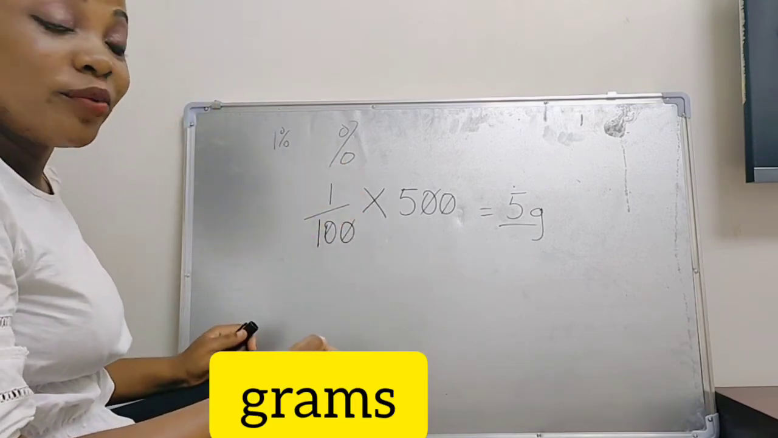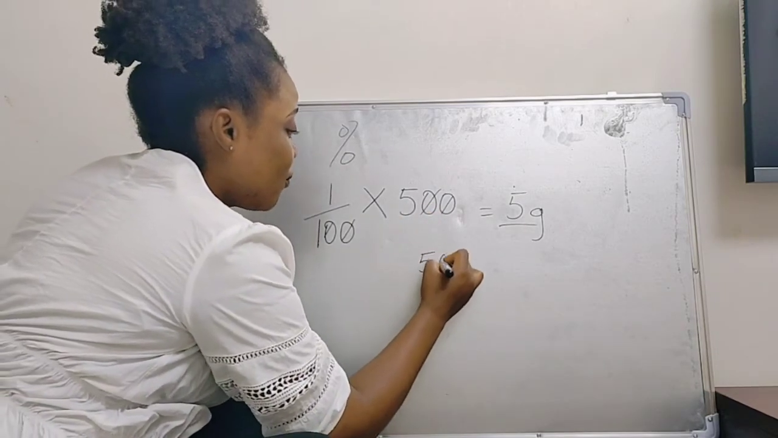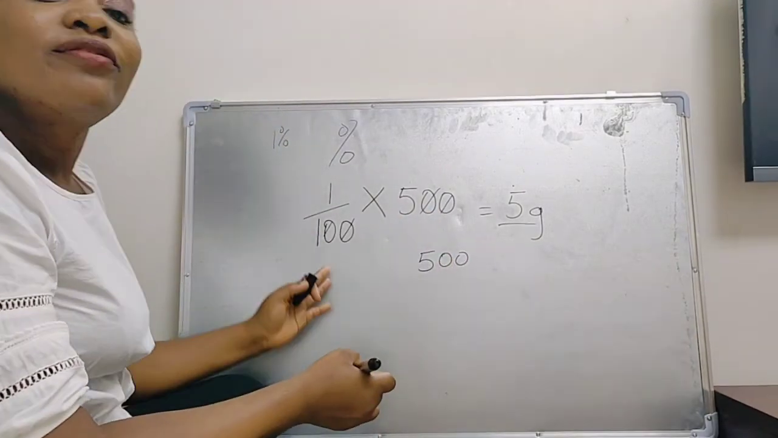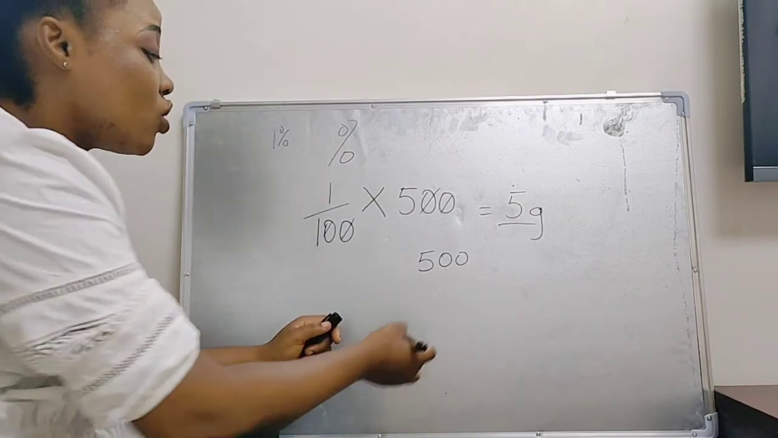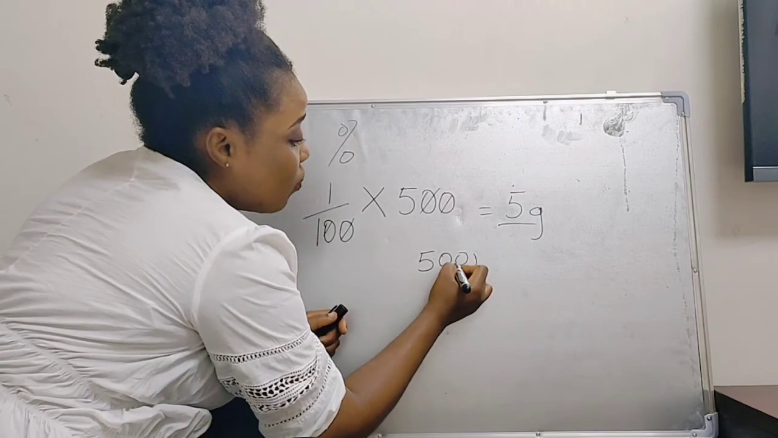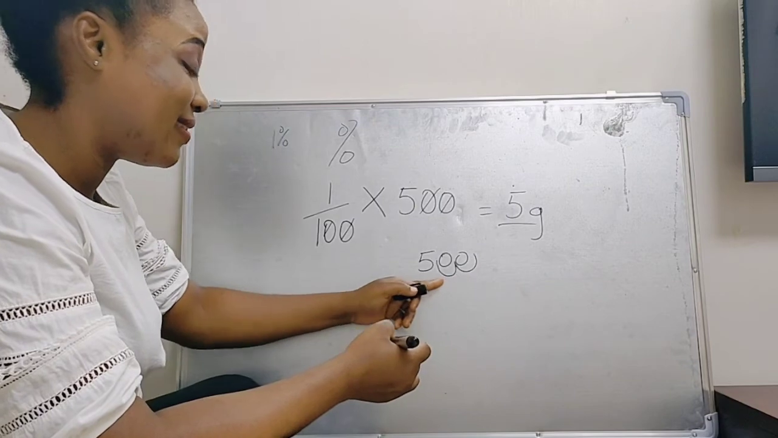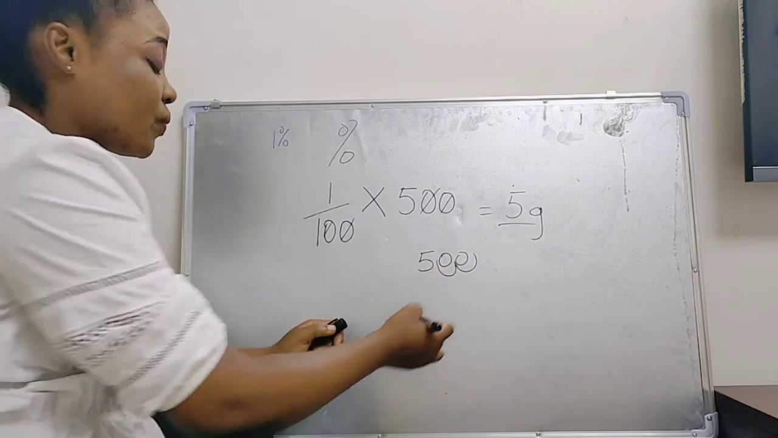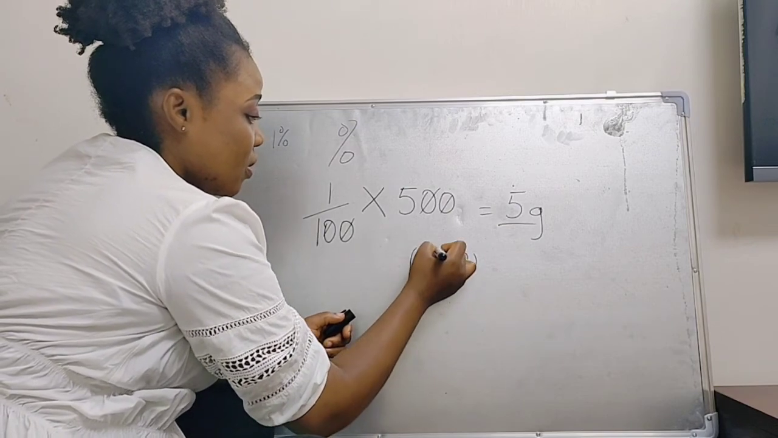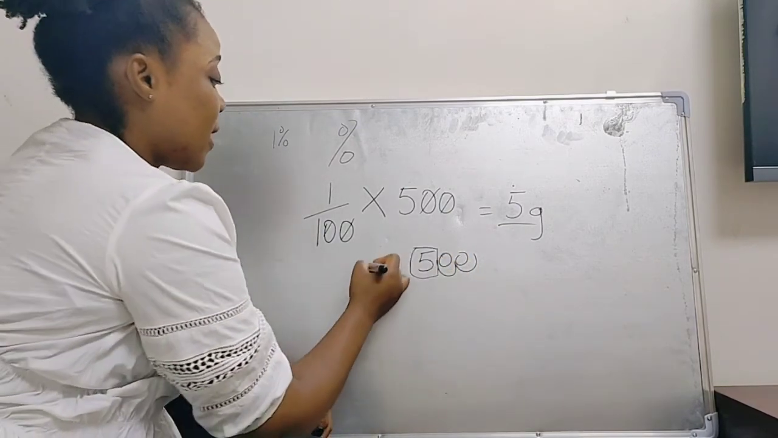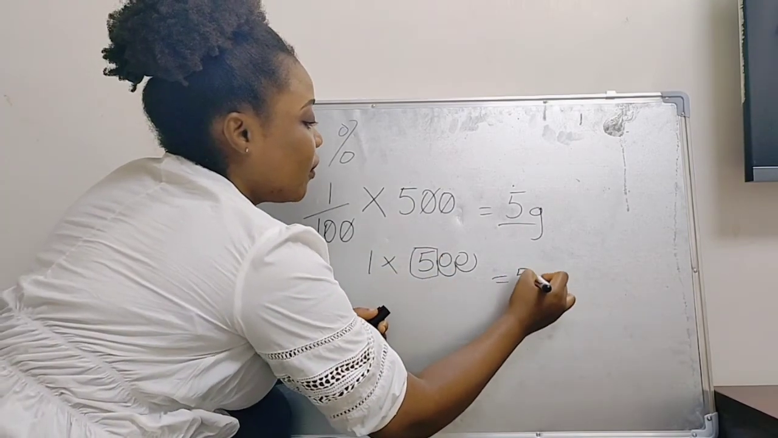Another way that many people will feel is easier, you will just write your 500 and 1% of 500 means what? You are going to take 1, 2. This is 100, the percent. Once you take this 1, 2, you are left with this. So you multiply it by the 1, which will still give you 5 grams.